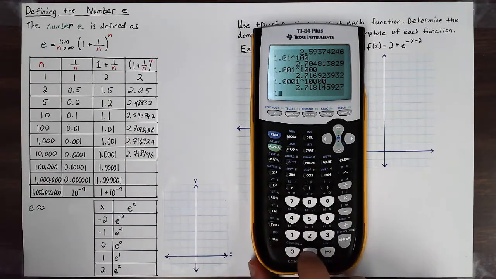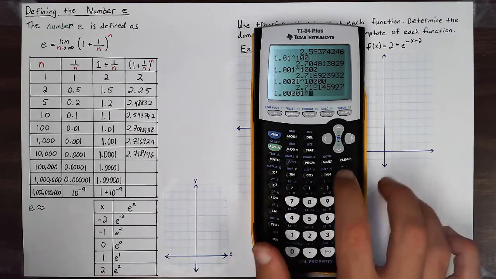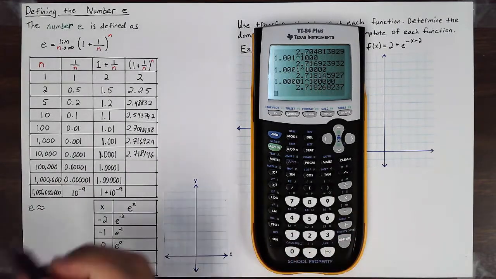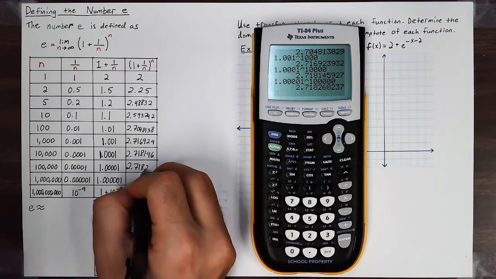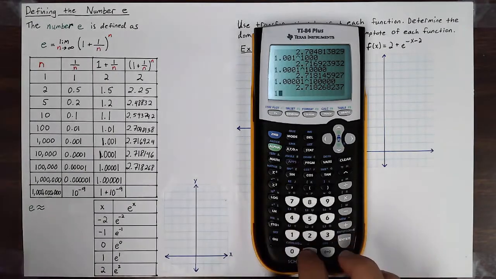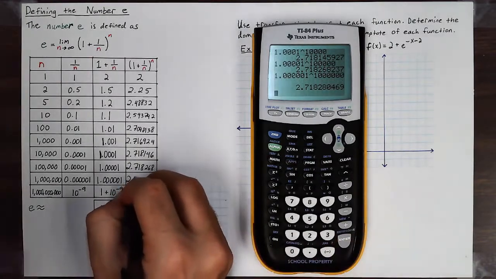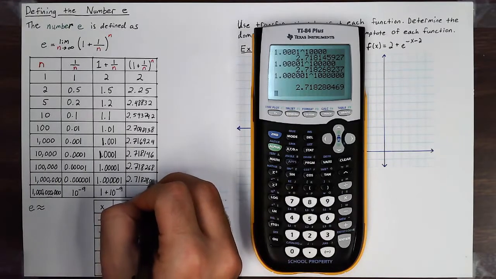So now I have 1.00001, 4 of those zeros, to the 100,000th power, which gives me 2.718268. Now I'll do it again, keep making it bigger, so 1.000001, 5 of those zeros, to the 1,000,000th power. And I get 2.7182805.